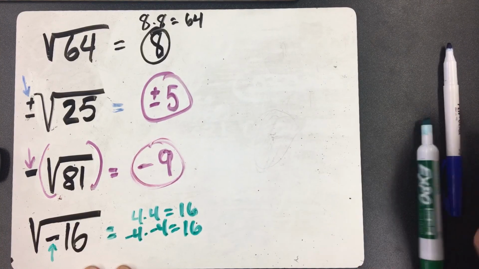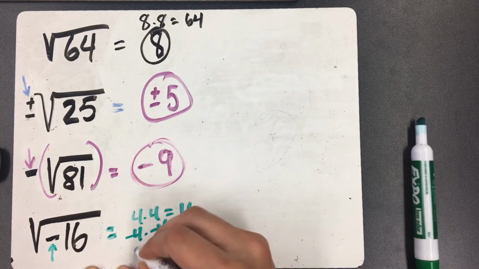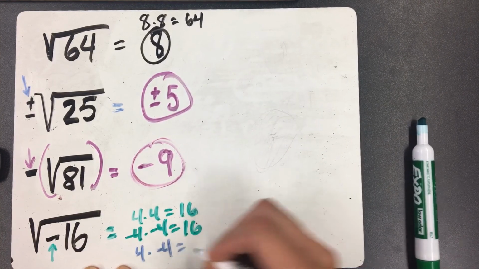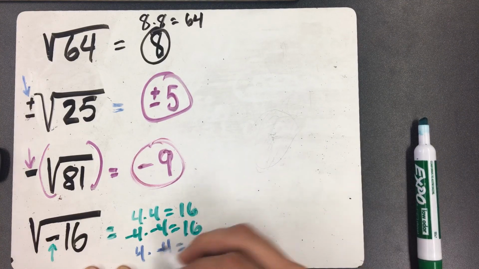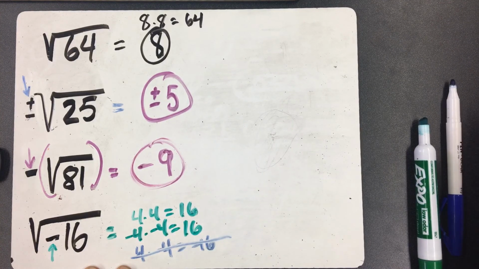The only way to get negative 16 is to do this, which is technically not to do positive 4 times negative 4. But is that the definition of square roots? No. Is that the same number times itself? No. These are opposites. Those are not even the same number. So that is illegal when we're talking about square roots.